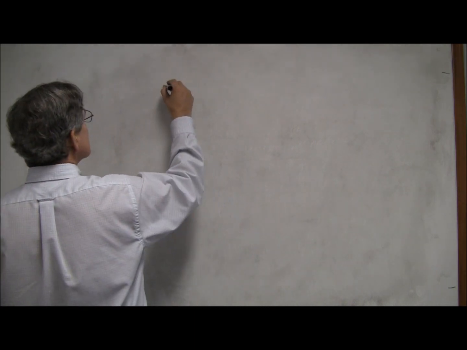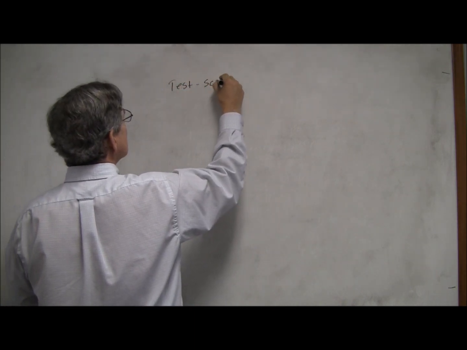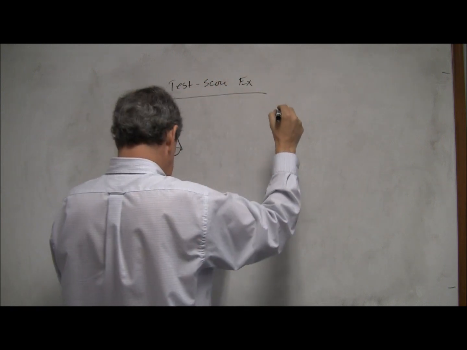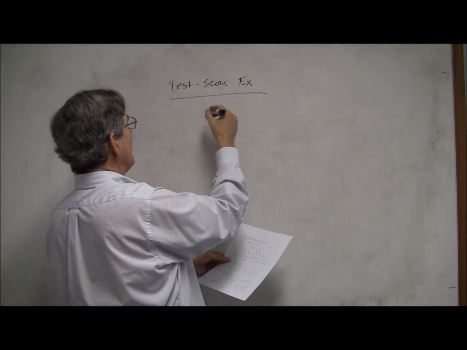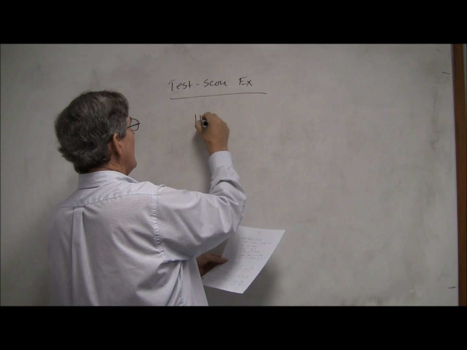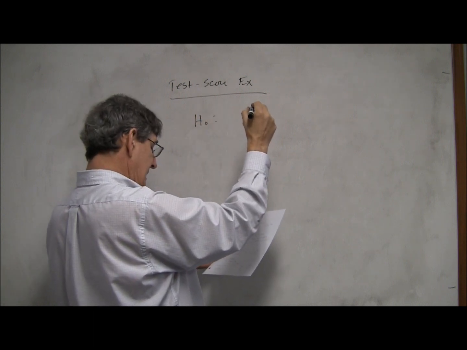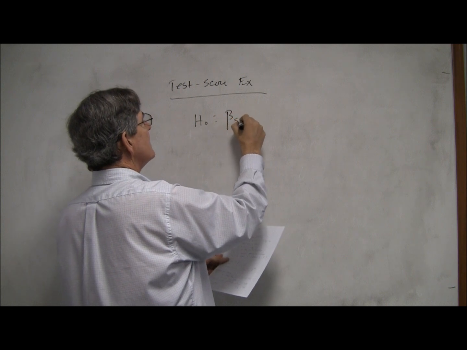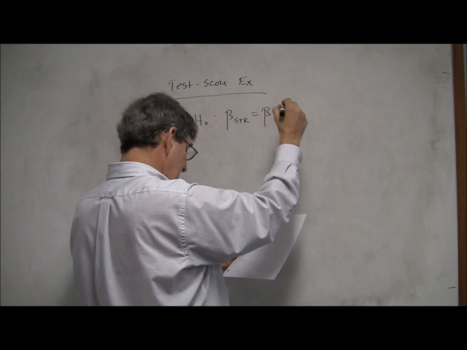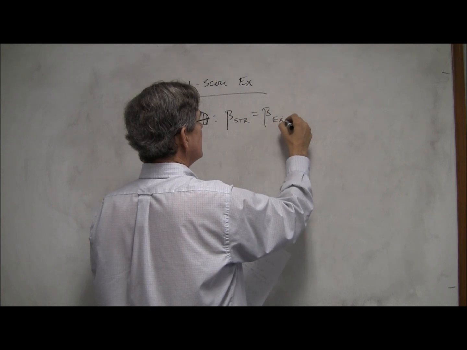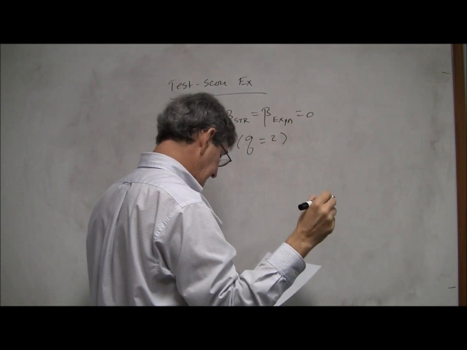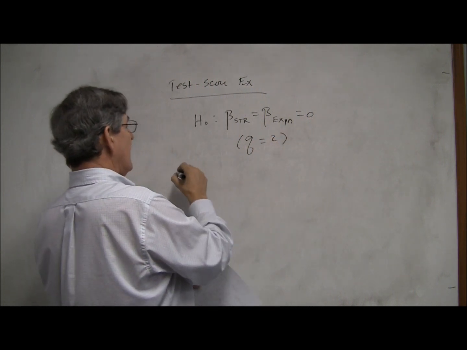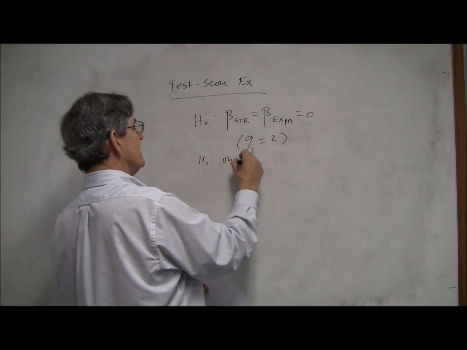The good old test score example. So we had a model, and I can't remember the exact coefficients, but you've got it written down there in your notes. Suppose we want to test that the beta on the student-teacher ratio equals the beta on expenditures equals 0. So Q, the number of restrictions, is 2. And the alternative is one of the two is not 0.